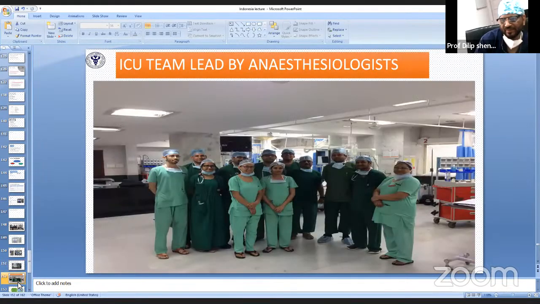This is the team led by the consultant anesthetists. We have trainees, MD anesthesia trainees and critical care trainees.